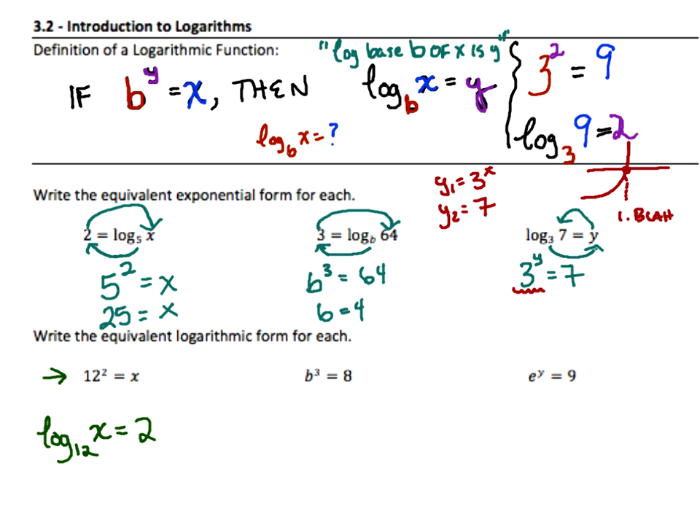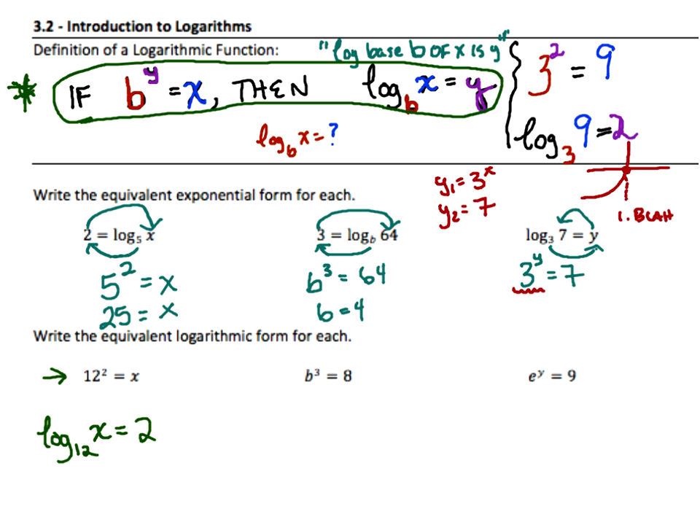If this is confusing for you, just memorize this definition. I cannot express that enough. If you can memorize this right here, you'll be fine, and how to move between those two things. So, log base b of 8 is 3. So b cubed is 8. And then this one, log base e of 9 is y.